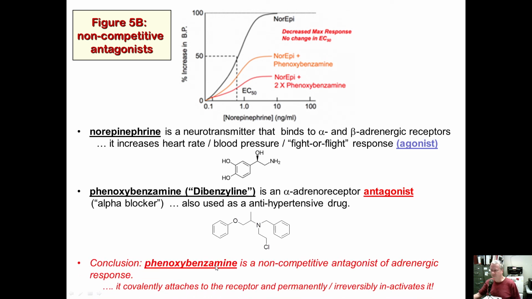Conclusion: phenoxybenzamine is a non-competitive antagonist of adrenergic response, covalently attaches to the receptor and permanently, irreversibly inactivates it. How does it actually do that? That's a really cool question. As an organic chemist, I love these kinds of questions. But it probably has to do something with that chloride, right?